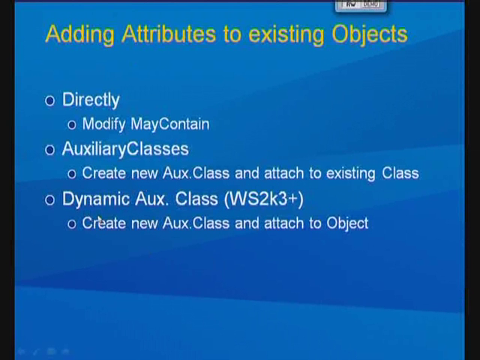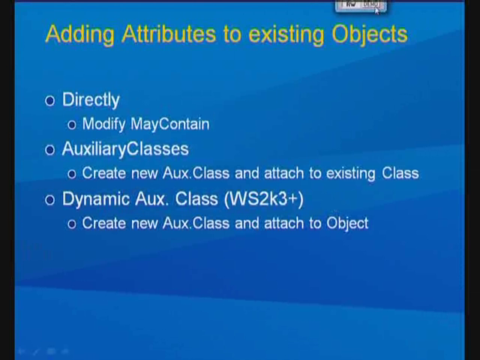And the dynamic auxiliary classes, which I mentioned earlier, are in Windows Server 2003. What you are doing there is that you also create an auxiliary class, and then you put this auxiliary class in the object class field. So for example, if you want to convert a user into an inetOrgPerson, you are simply adding the auxiliary class inetOrgPerson to the user object's object class. Let's do this real quick.